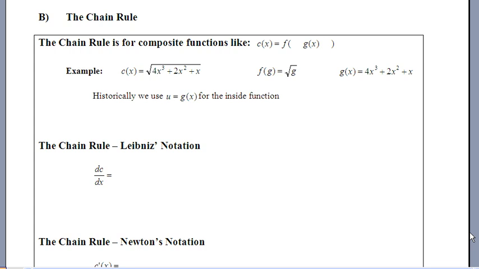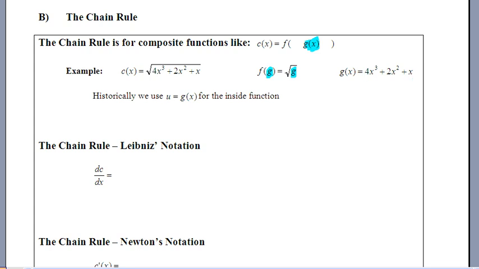So the chain rule is for composites. I'll call that c of x, some composite function that has one function embedded in another. And as an example, we're going to do this square root of this trinomial, 4x cubed plus 2x squared plus x. So my outer function f is operating on this g, right? This answer that you get from g of x. So the same thing as that. And f is rooting things. And then the internal part, the g of x, that's actually doing that trinomial.